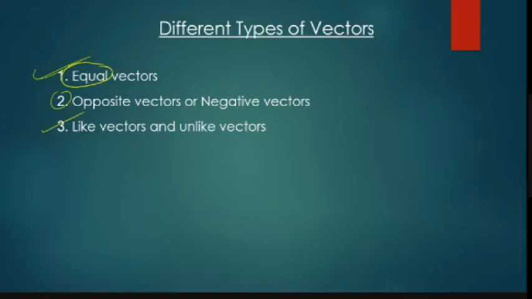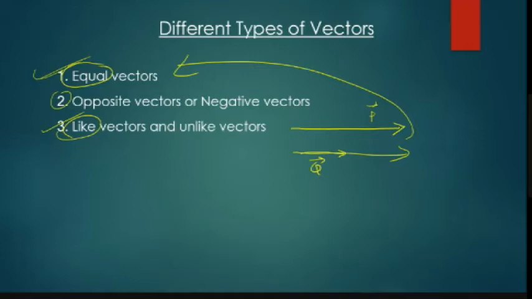I will tell you one example, then it will be easy. So this is vector P, and this is vector Q. I'm telling that these two vectors are like vectors. What is same in both? Direction is same. So if two vectors are having same direction, then we will say that they are like vectors. If both of them are equal, then also they are like vectors, but we will use more precisely the term equal vectors. Clear?